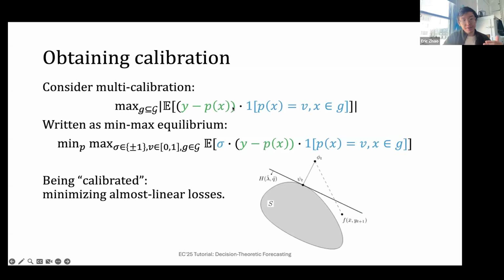And so being calibrated really just corresponds to simultaneously minimizing a bunch of these losses that look almost linear, right? Each of these terms, sigma times y minus p_t(x) times these indicators, ends up being a very easy, natural loss to try to minimize. And what we're going to see in a bit is that that's what contributes to calibration being so efficiently attainable.